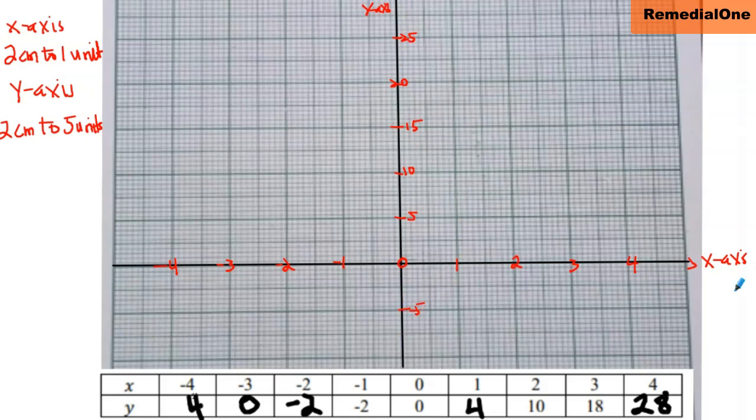Okay, now we're going to plot our points. Let's start from the positive side of it. When x is 4, y is 28. So each 2 boxes represents 1. So here you're at 4, and then you get 20, 25. After 25, you need 3 more, and the 3 is going to be 6 boxes, so it's going to be here.